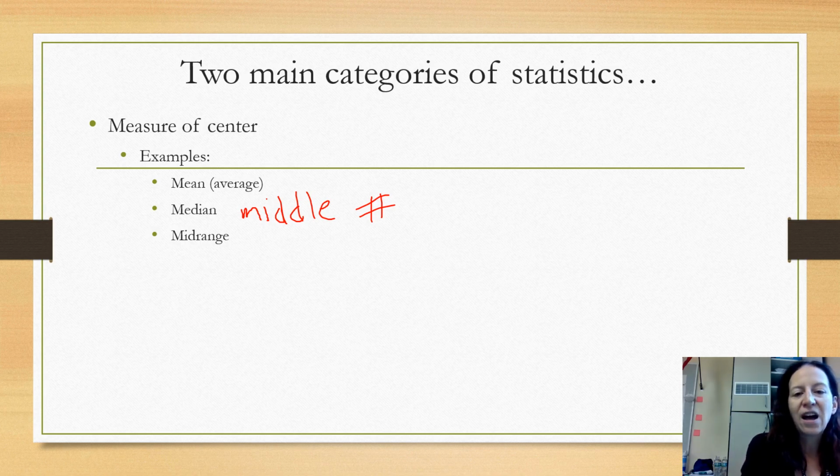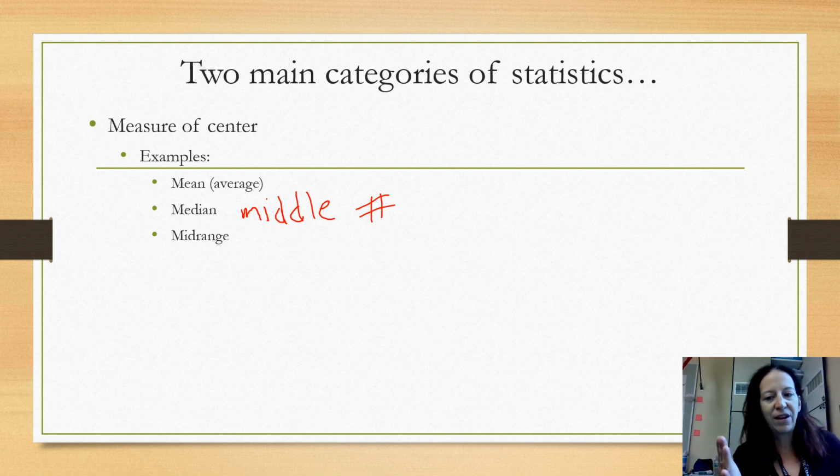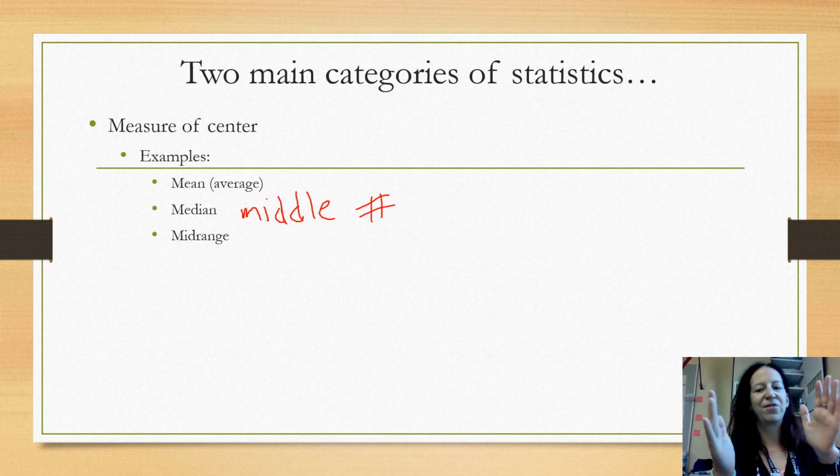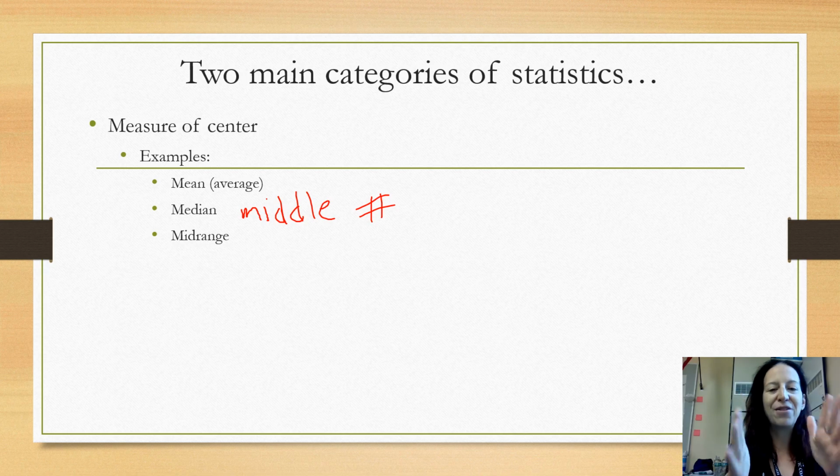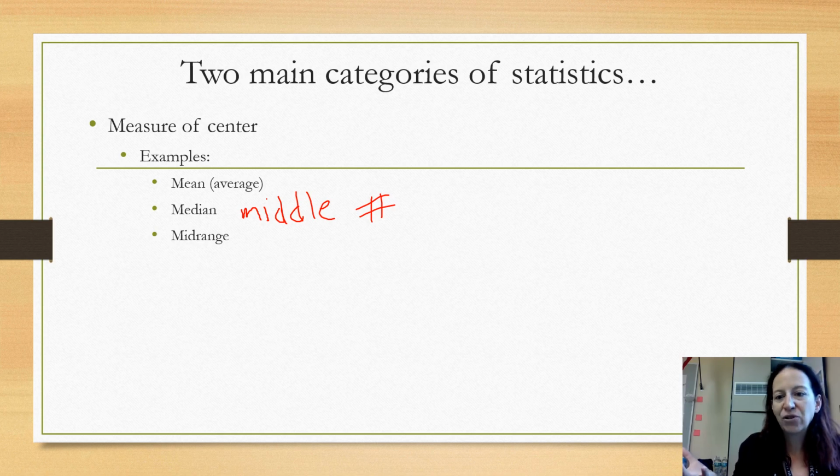The mid-range is basically the average of the highest and the lowest. So if you didn't want to look at all of the numbers, if you just took the lowest number that you had and the highest number that you had and you average them together, that number is the mid-range, which is really useful for things like the average daily temperature. So they'll take the high temperature during the day and the low temperature at night and so forth.